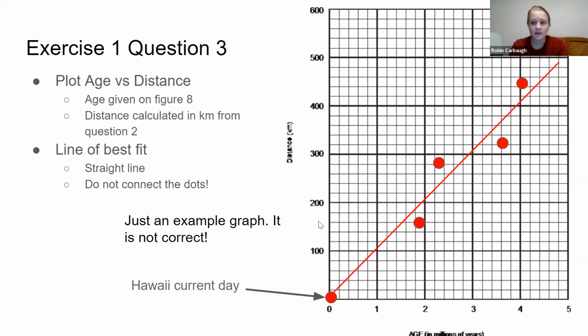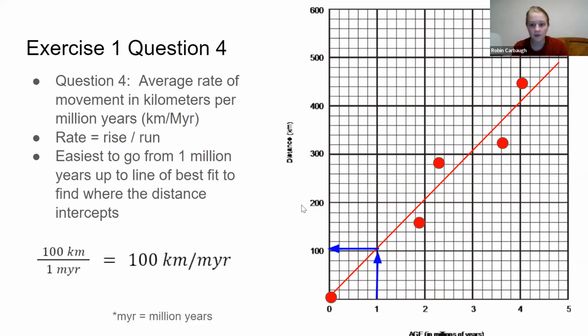But then you could put a line of best fit on it, which should be a straight line. Don't connect the dots. That's not a line of best fit. A straight line representing the data as best as you can. And then after this, we can get a rate off of it.